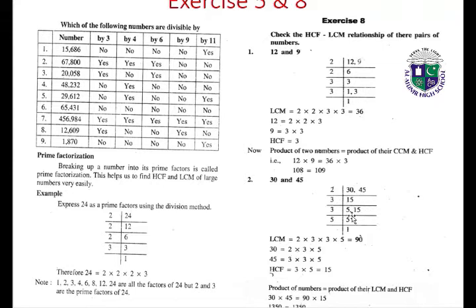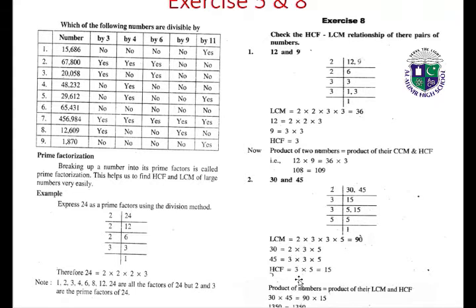3 5s are 15, 3 1s are 3, 3 5s are 15. 5 ones are 5. LCM is 2 multiplied by 3 multiplied by 3 multiplied by 5. 2 3s are 6, 6 3s are 18, 18 5s are 90. 30 is 2 multiplied by 3 multiplied by 5 and 45 is 3 multiplied by 3 multiplied by 5.